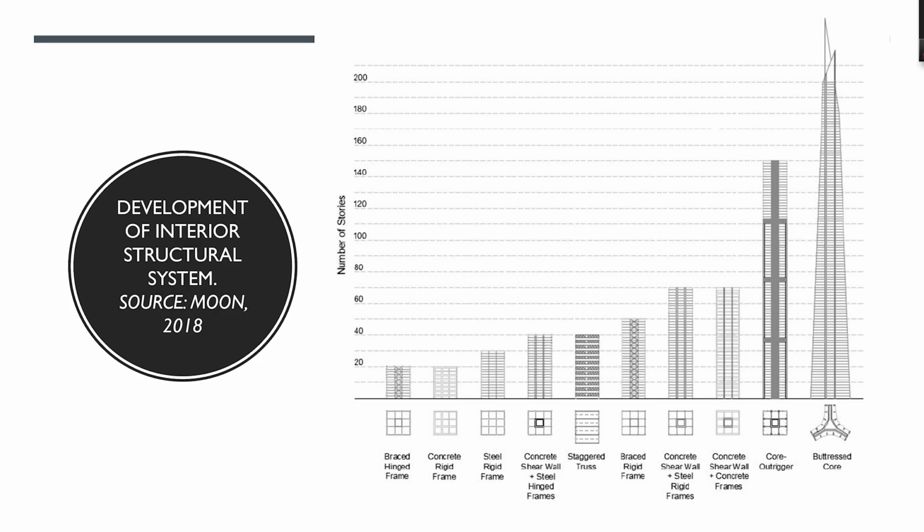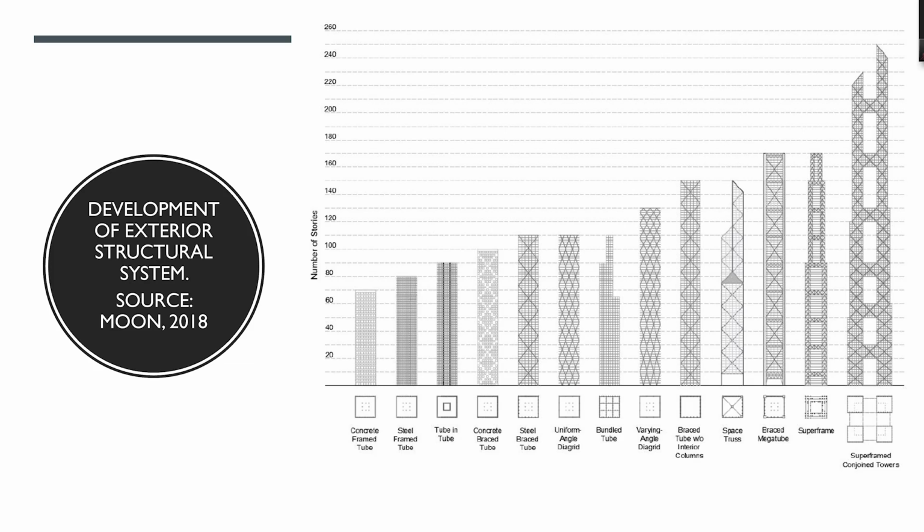But I told you last time that a lot of people are moving the systems outside the building to the skin of the building, not inside, because inside people don't like it, right? You waste the space. So they are moving it outside. So these are the external systems that are on the face of the building. There you can see concrete frame tube, steel frame tube, tube in tube, concrete base tube, and so on and so on, until this is called the super frame conjugate towers, multiple towers connected to each other.